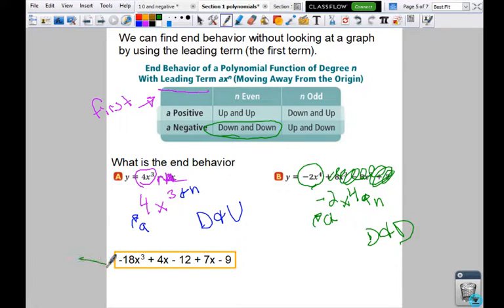Alright, on this one down here, I want you to tell me the end behavior. On your own, next in-class problem. Tell me what the end behavior is. Look at here. So we just do negative a's and x to the 3. Wait, this is what we just did on this side of the box.